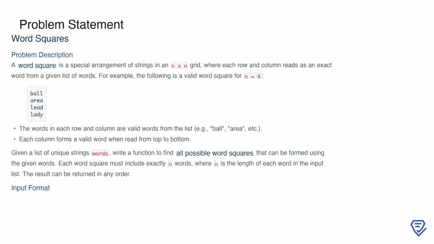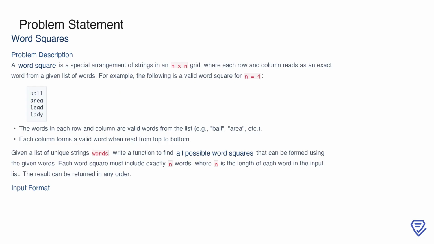A word square is a fascinating arrangement of words in an N×N grid, where every row and every column spells out a word from a given list. For example, in a 4x4 grid, we might have the words ball, area, lead, and lady. Here, not only do these words form valid rows, but reading down each column also gives valid words from the same list. The challenge here is to construct all possible word squares using a given list of unique strings.